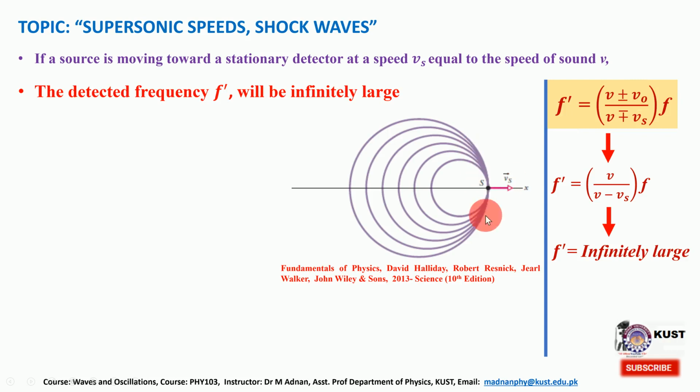So the observer will record a sound with a very large frequency. We see this in a very small portion. There are a large number of wavefronts, or we can say there is no difference between two successive wavefronts, because the speed of the source is equal to the speed of the sound waves.